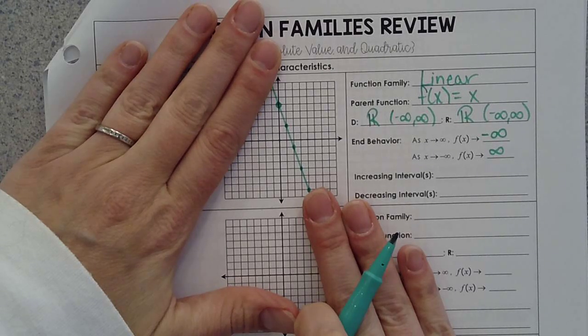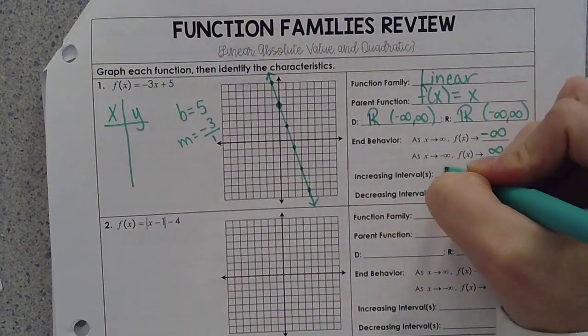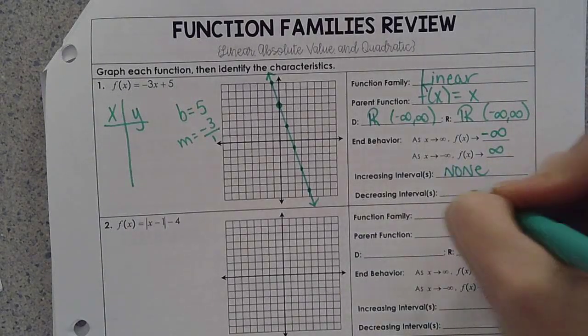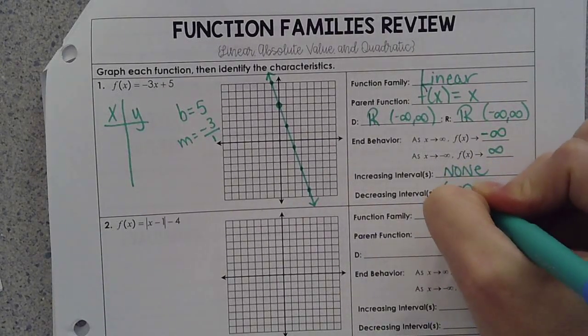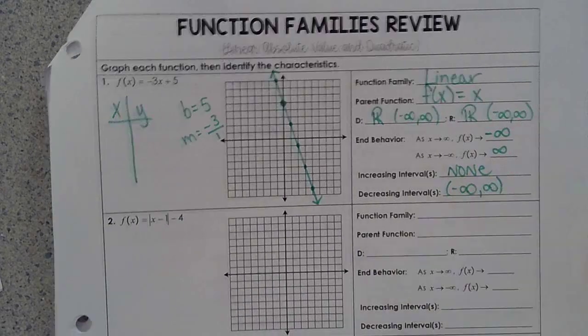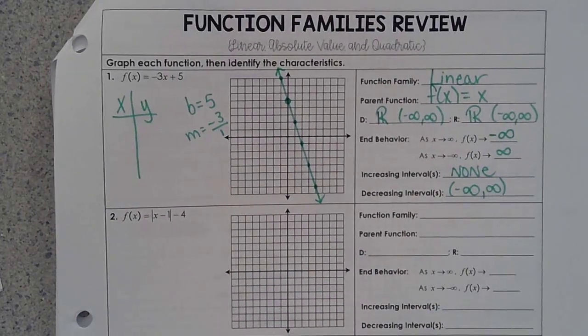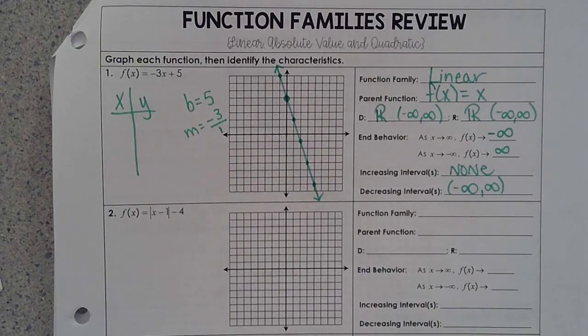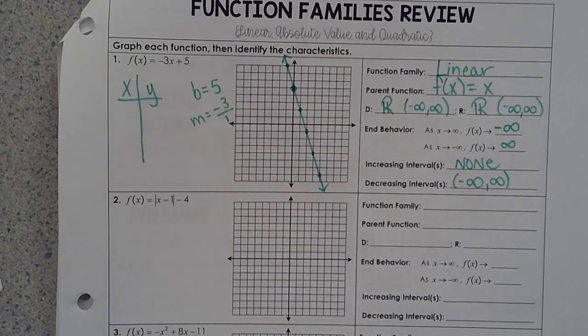Notice that from left to right, my graph is going downhill. It's decreasing. It's got a negative slope. Okay, so I say there is no increasing interval, and my decreasing interval goes from negative infinity to infinity. The whole graph is going to be decreasing forever. All right, linear function.